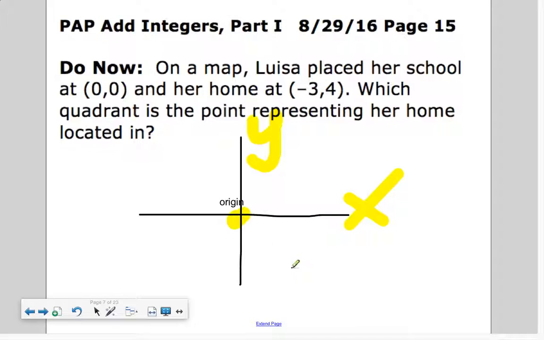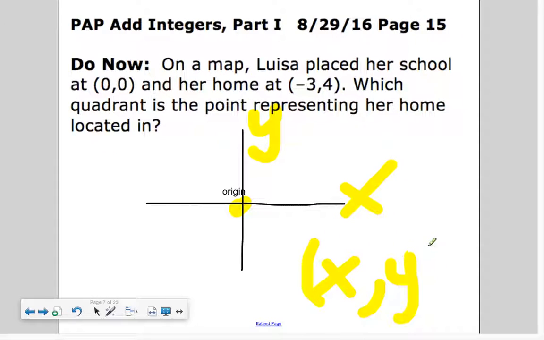When we graph ordered pairs, x and then y. So we start with x, negative. Well, that's going to be left. Remember, the x-axis is like a number line, an x number line. The y-axis is the y number line. So negative is to the left of 0. 4 for the y-axis is going up. So we know it's going to be somewhere here.